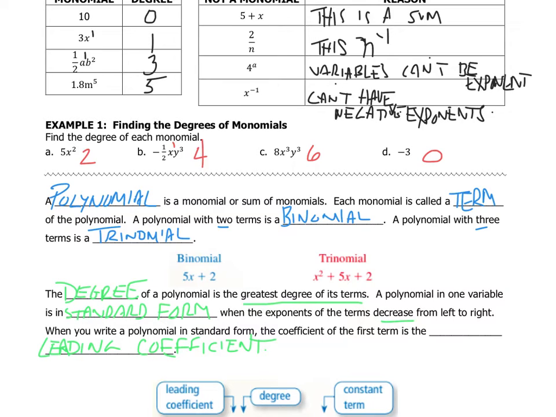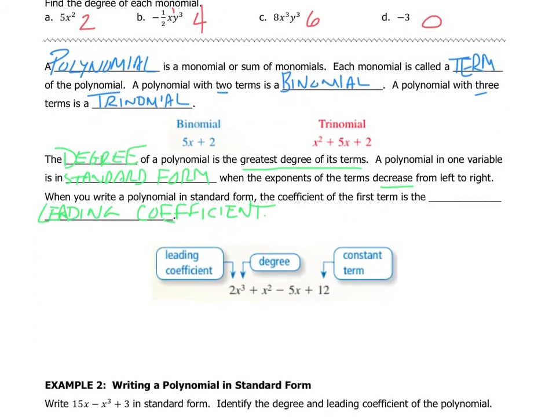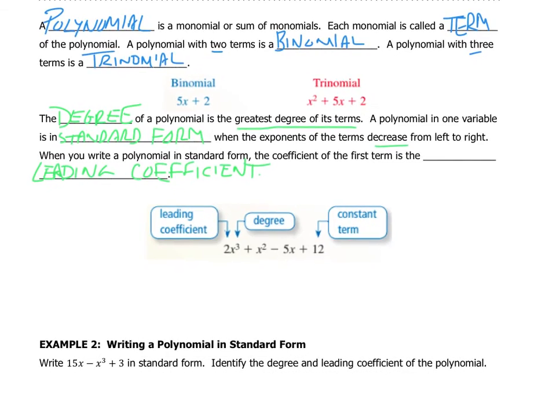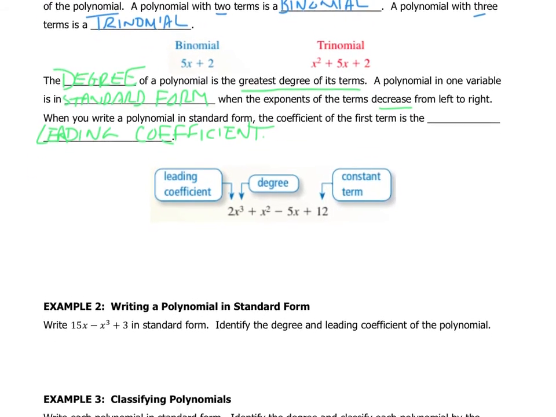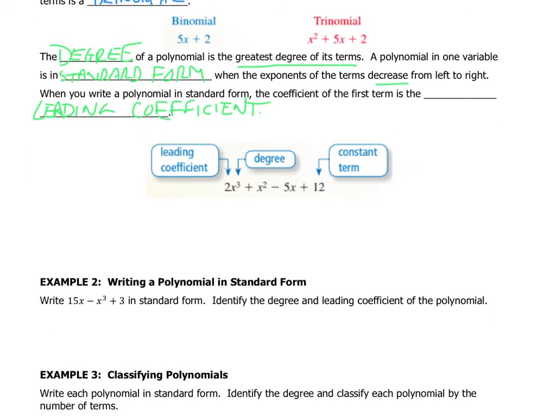So what does all that mean? When we did the degrees of the monomials, we were trying to figure out the sum of the exponents. Well, in a polynomial, the degree of the polynomial is the highest one from all of them. So you figure out each monomial, and then you figure out the degree of the polynomial. And we're going to see some in a little bit.